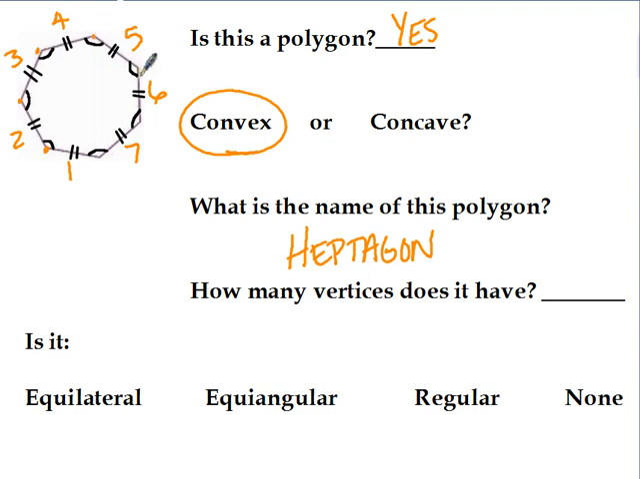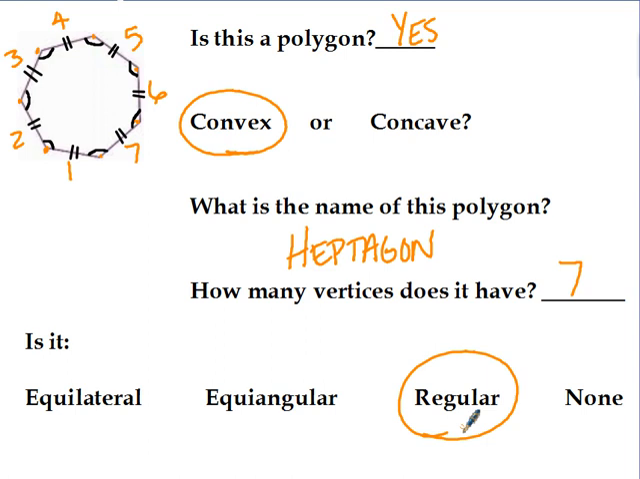And now for the last question. Equilateral? Yes, all the sides are the same. Equiangular? Yes, all of the angles are the same. So if it's both equilateral and equiangular, then we know that it's regular. So I would call this a regular polygon.